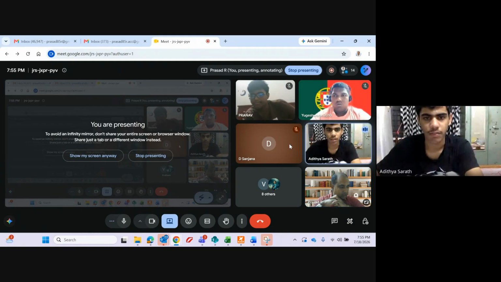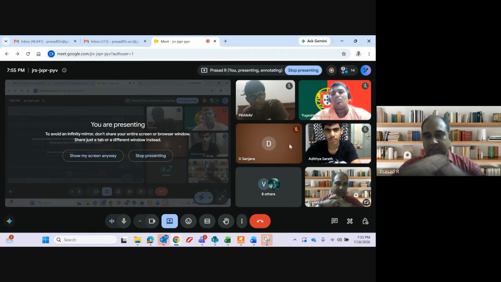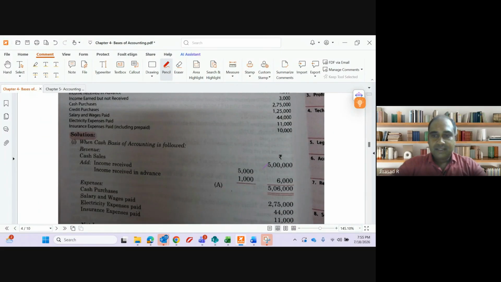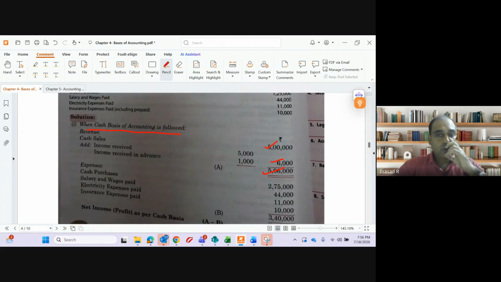Okay. Presentation. See the TS Grewal presentation now, guys. Beautiful presentation. So what they have done is same thing what I did. They first added all the income. Revenue is how much? 5 lakhs. This is cash basis. When cash basis of accounting is followed, revenue 5 lakhs, add income received and income received in advance. So my total income 5 lakh is my sales and my income received is 6,000. My total revenue will be 5,06,000.